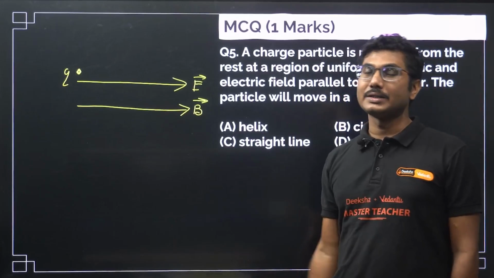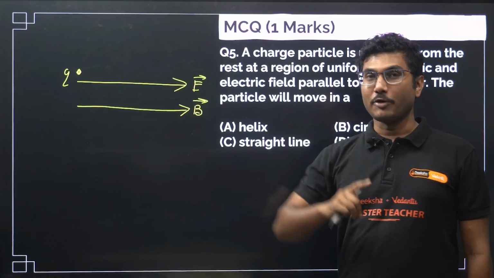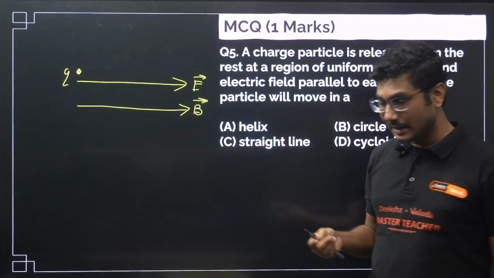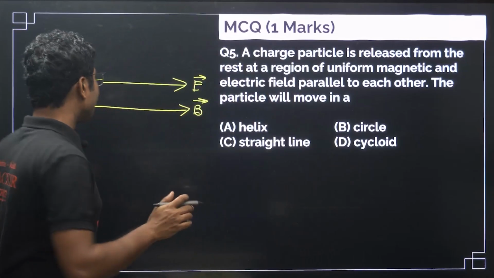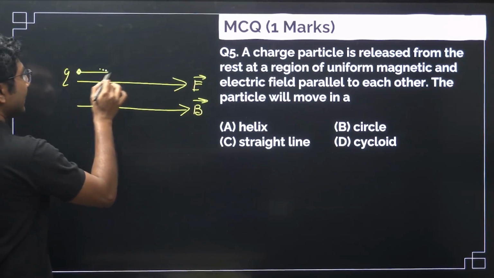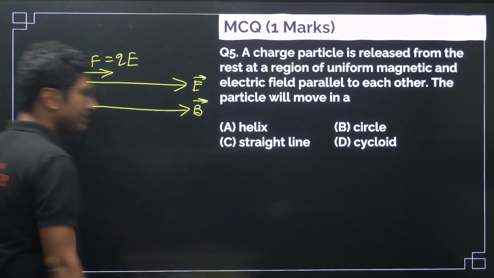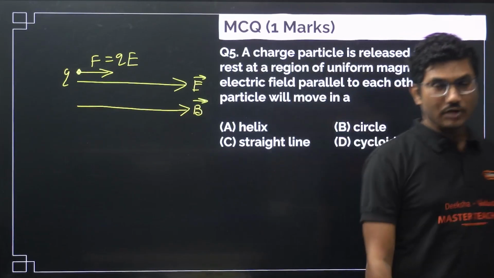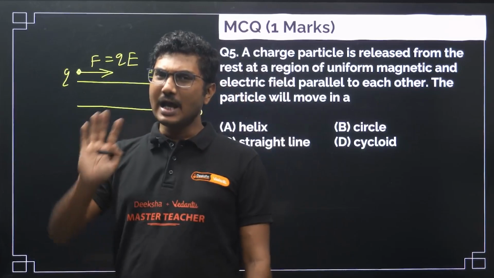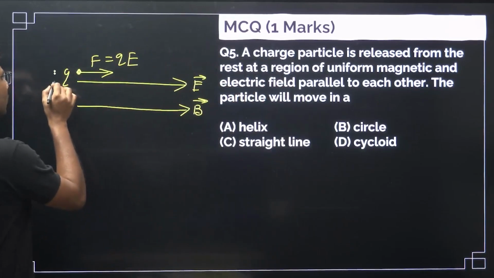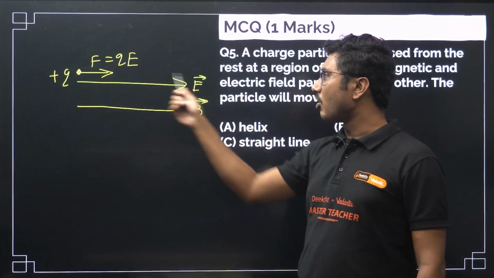A magnetic field cannot apply any force on a static charge. That is very, very important. Magnetic force will only be active on a moving charge. A static charge does not experience any force. So, when the charge is released, it will experience a force given by Q E. If the charge is positive, it will move in the direction of the electric field. If the charge is negative, it will move in the opposite direction. For simplicity, I am assuming this is a positive charge, so the charge will move in the direction of the electric field.